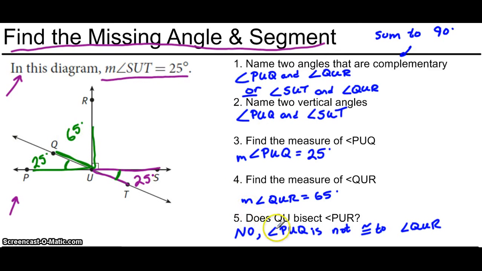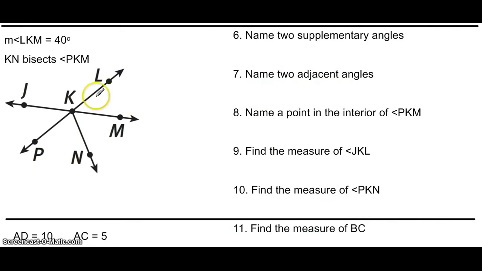And lastly, does QU bisect PUR? Well, no, it doesn't. Bisect means to cut in half, but directly in half, so the two remaining angles are congruent. If this was truly a bisector, it would cut this angle into a 45-degree angle and another 45-degree angle. That's not what happens here. It's 25 and 65. So, no, PUQ is not congruent to QUR, so it is not a bisector. On to the next example.